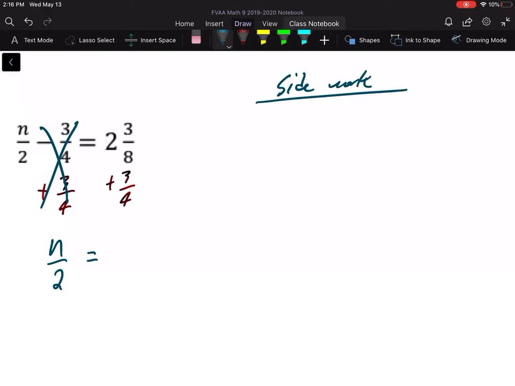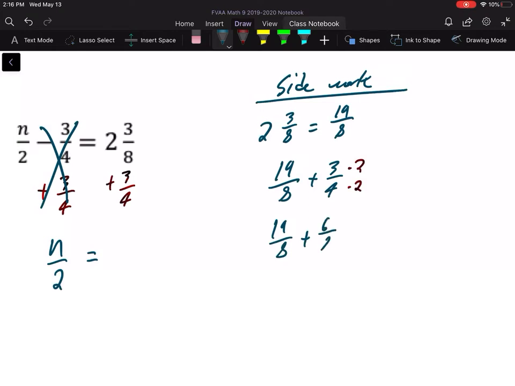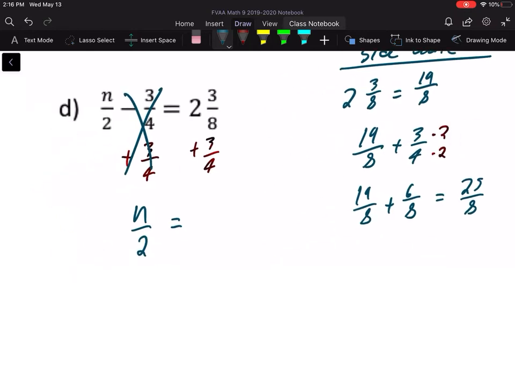And so here, first 2 and 3 over 8 is equal to 19 over 8. Okay, so I have 19 over 8 plus 3 over 4 from my algebraic step. So I'm going to get common denominators here. That's going to give me 19 over 8 plus 6 over 8, which is equal to 25 over 8. So I end up with 25 over 8.